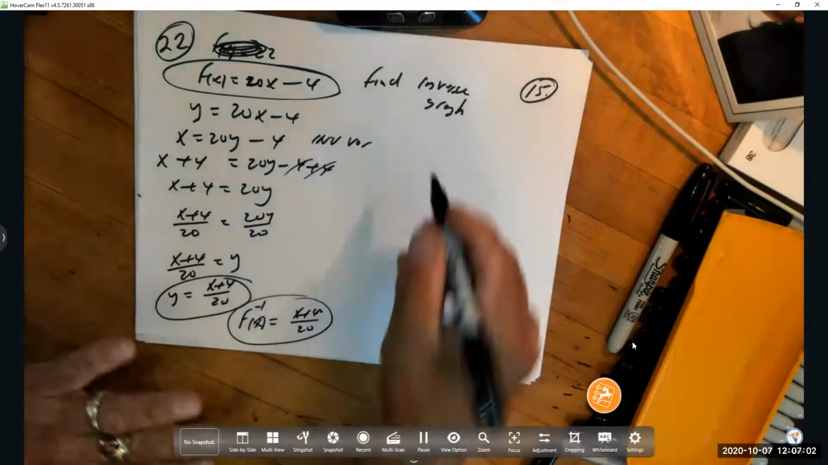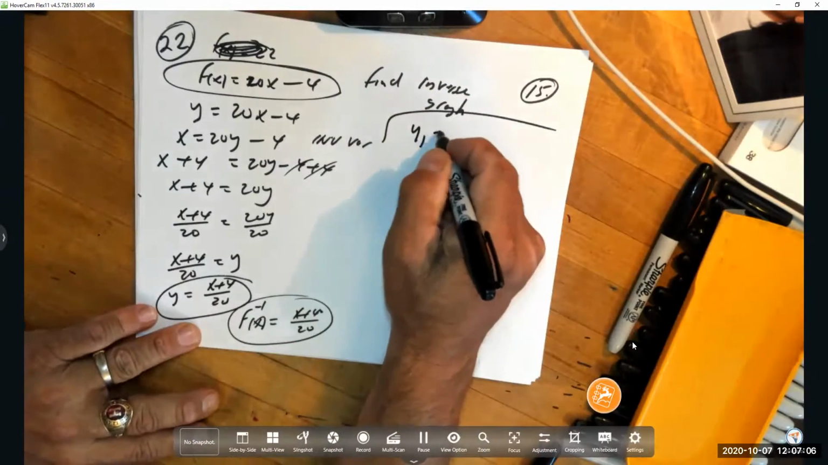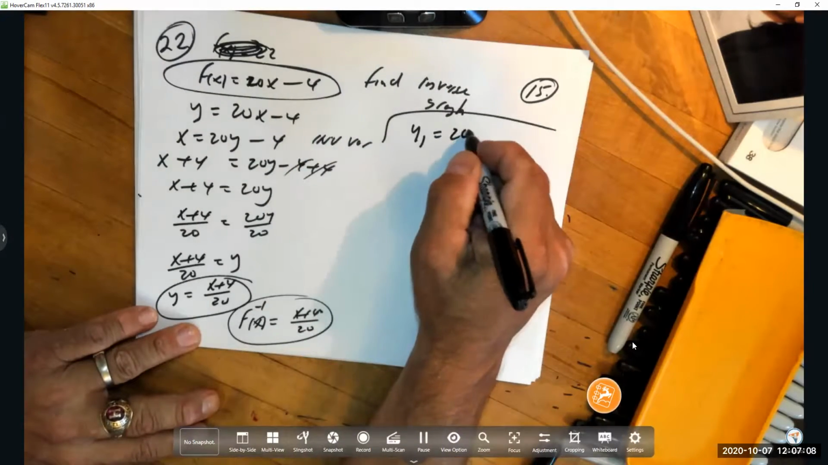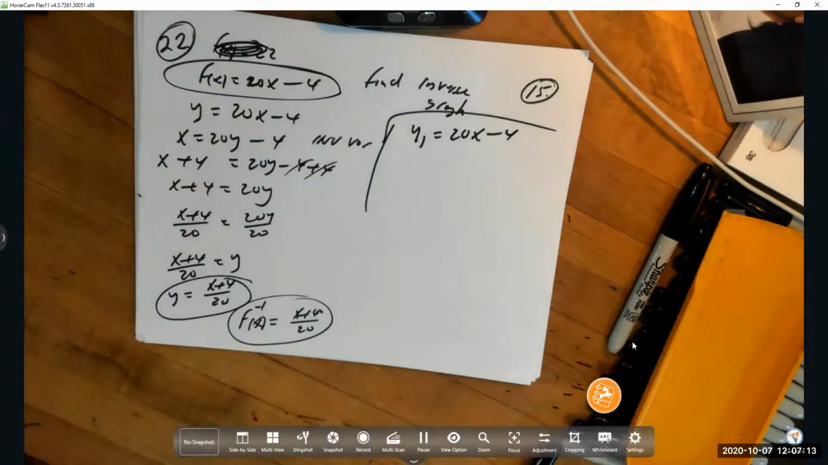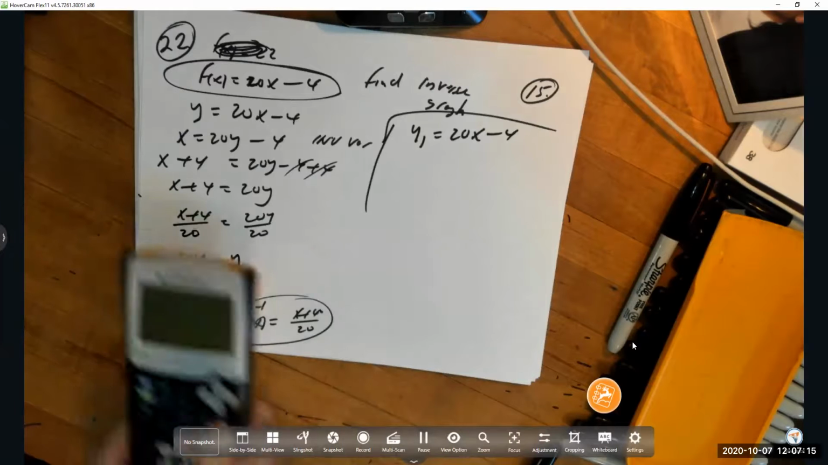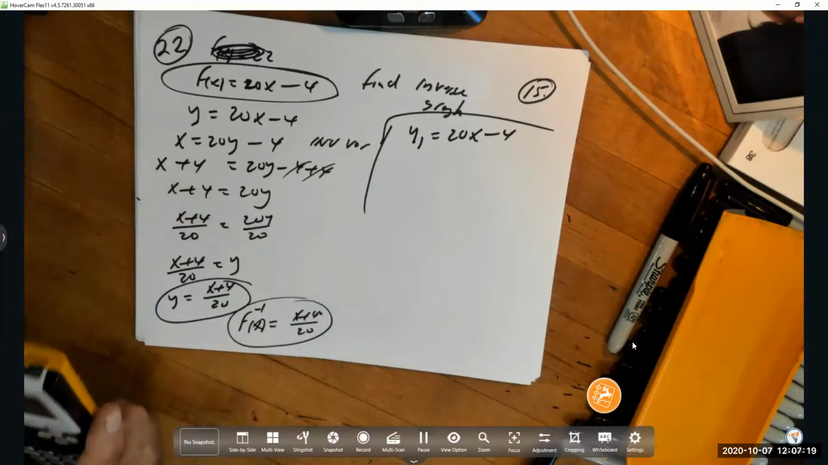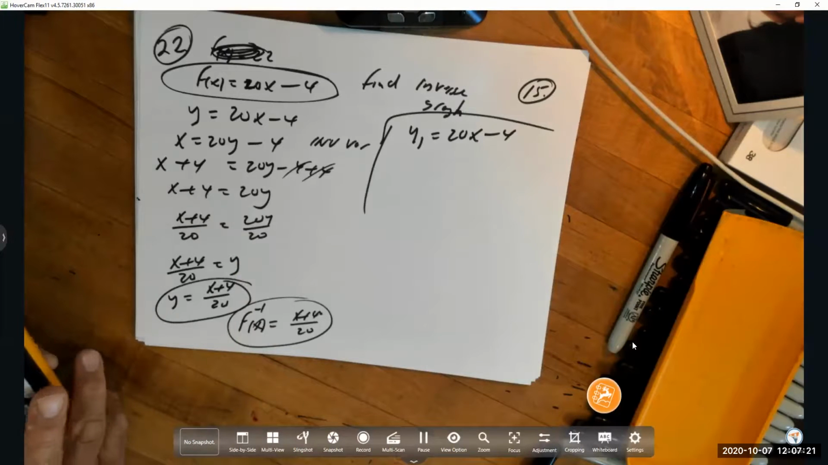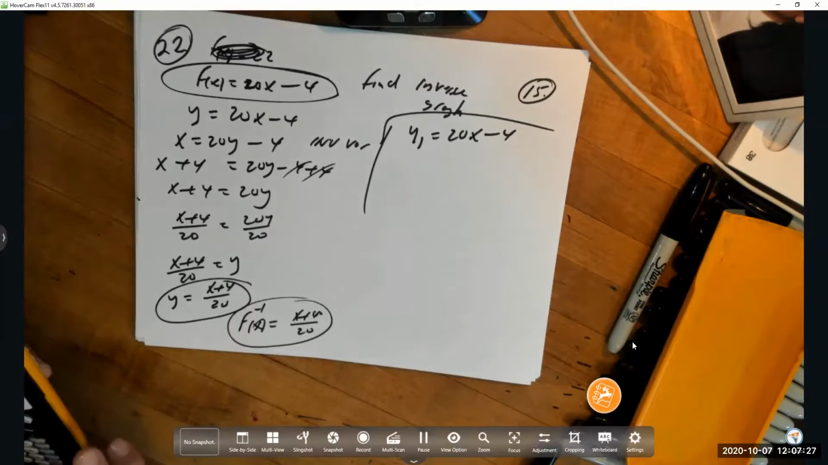Alright, so now to graph these things, y1 is going to be the original problem, 20x minus 4. There it is. Alright, so I want you to put that in your calculator and see if you can see it. Y equals 20x minus 4.